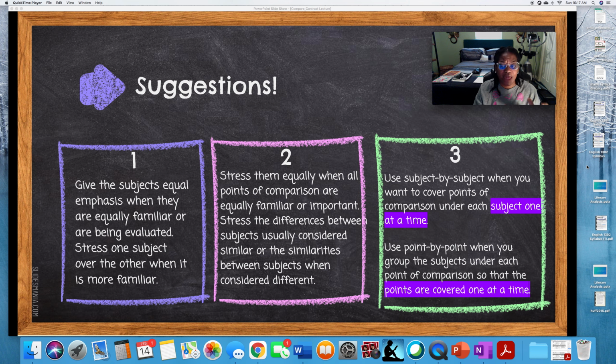Whereas with the block method or the subject by subject, if the latter part of your essay is focusing on rugby, sometimes the reader can forget what you said about American football and then they'll have to go back and reread. But if you do the point by point comparison, you're discussing both subjects at the same time, so as to give the reader a greater idea of the characteristics of both subjects. Right? But that is going to be a personal choice for you as a writer.